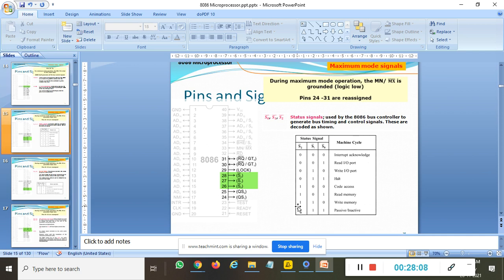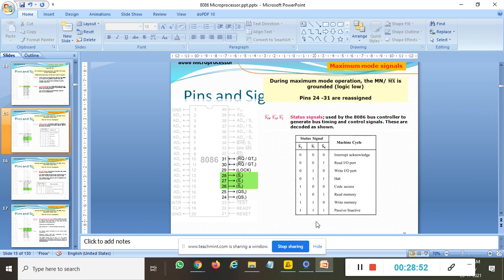And when S2 and S1 are 1 and S0 is 0, it's the write memory cycle or write operation. And when it is inactive or passive, when all the values are high, meaning S2 is high, S1 is high, S0 is high, meaning all values are logic high or logic 1, then the processor is in passive mode or inactive mode of operation.